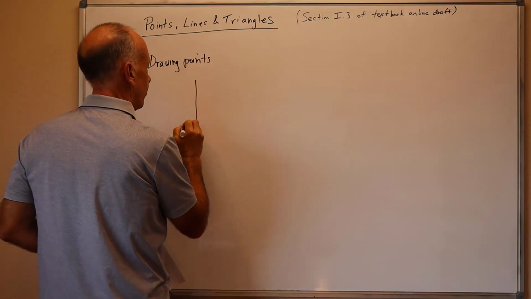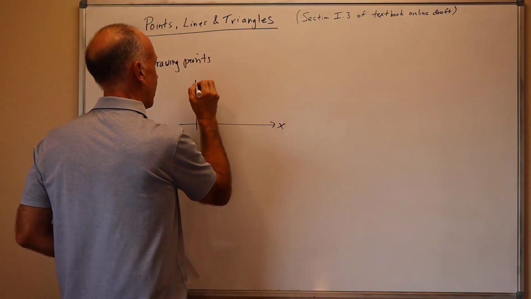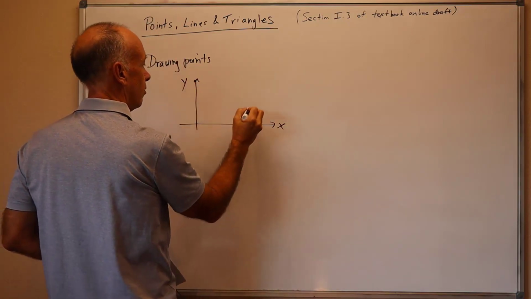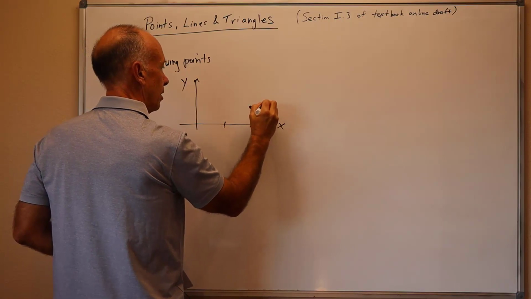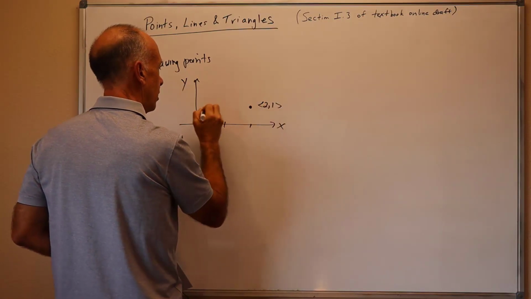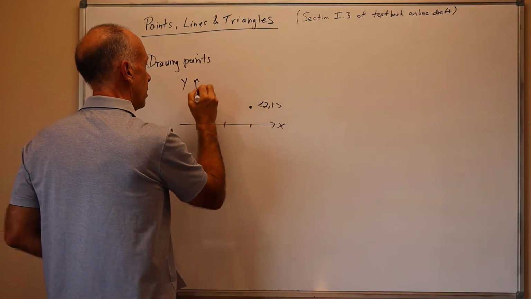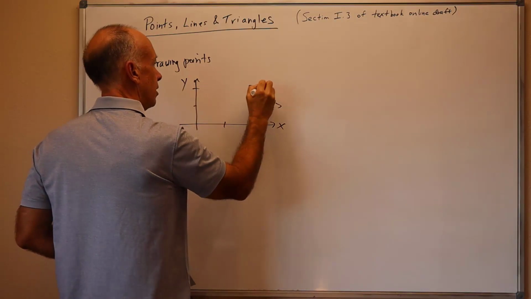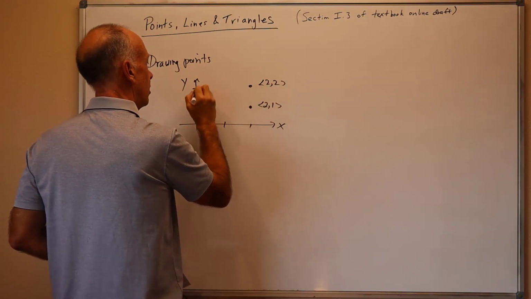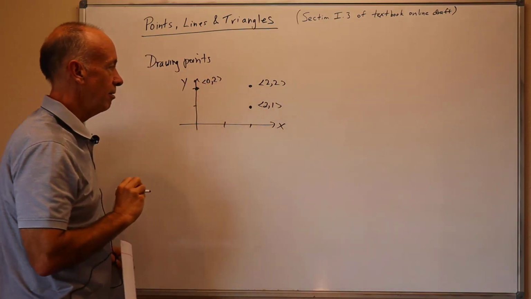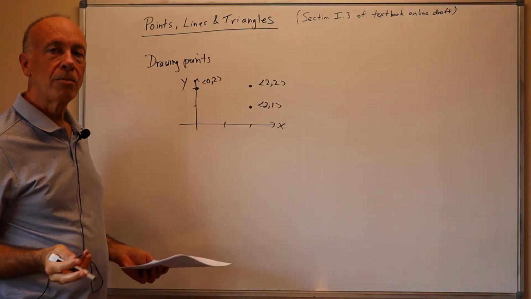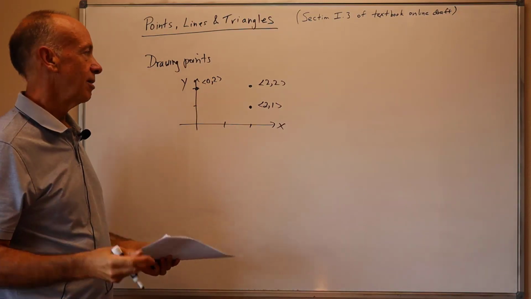So let me draw a small picture with the x-axis and the y-axis, and 2 or 3 points in a plane. Here will be the point 2, 1. Here will be the point 2, 2. And here's the point 0, 2. And we want to just draw these 3 points. Presumably we'd be drawing the pixels at those points.